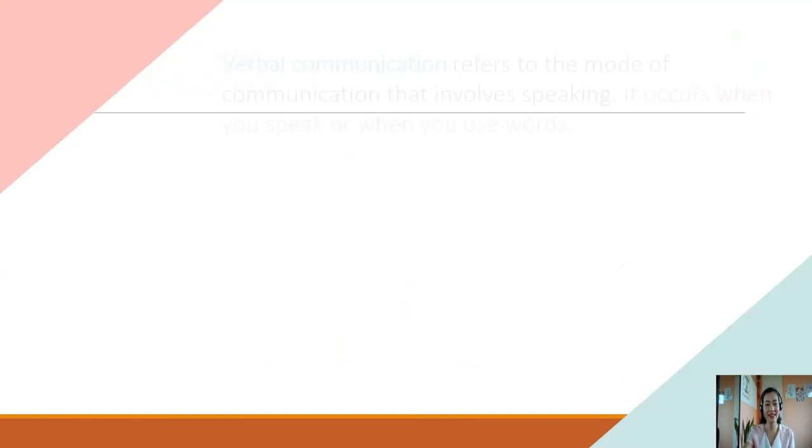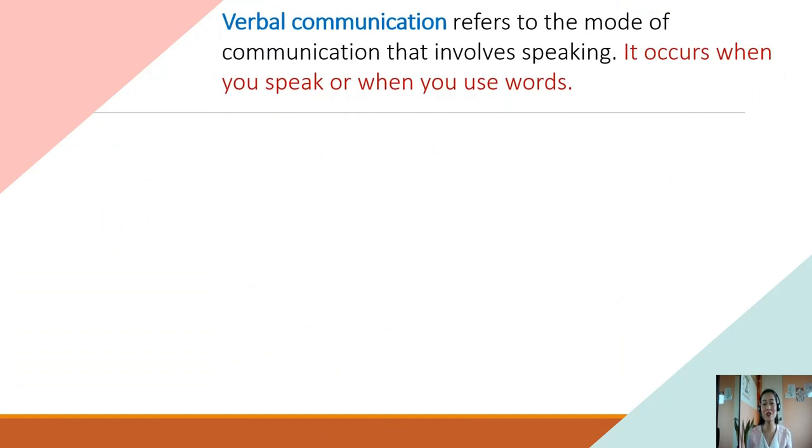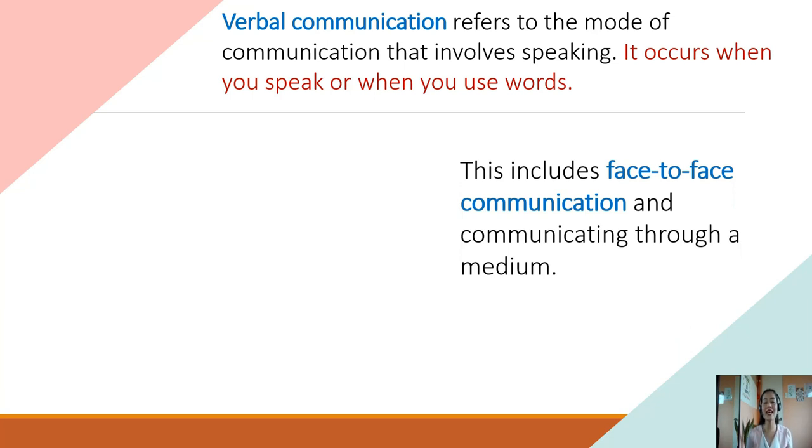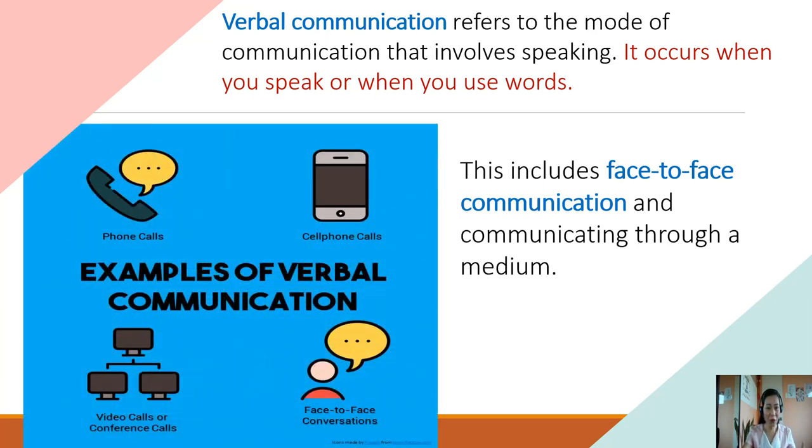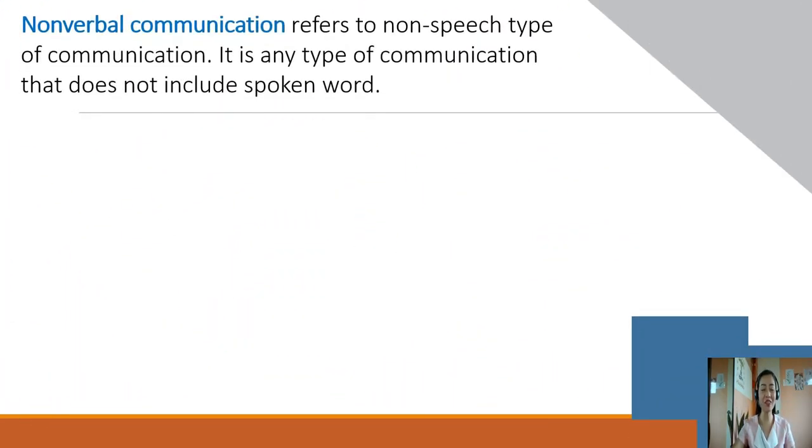Let's start with the verbal communication. This refers to the mode of communication that involves speaking. It occurs when you speak or when you use words. It also includes face-to-face communication and communicating through a medium. So again, verbal communication, from the word verbal, meaning we use words in communicating. For example, we have here phone calls, cell phone calls, video calls or conference calls, face-to-face conversations where they talk in person. So that's verbal communication. You use words in communicating. I hope that's clear.